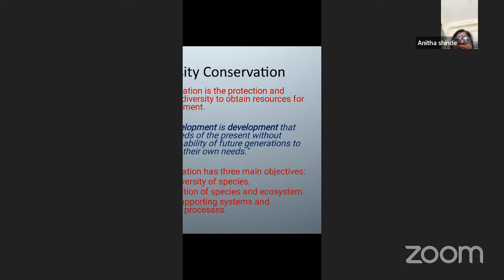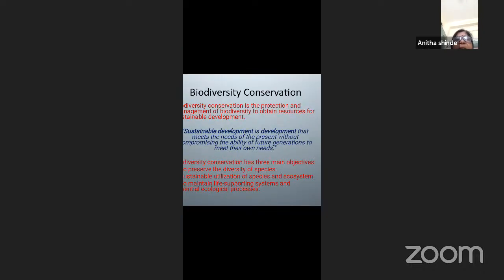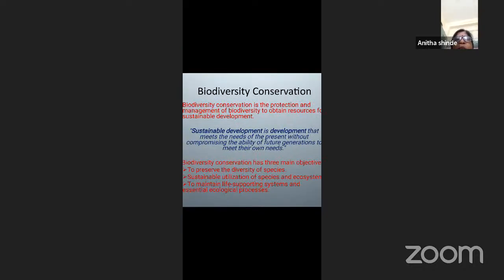Next is biodiversity conservation. Conservation is nothing but the protection as well as management of biodiversity to obtain the resources for sustainable development. So in one way, biodiversity conservation is nothing but sustainable development. It is development that meets the needs of the present without compromising the ability of future generations. So biodiversity conservation has 3 main objectives. To preserve the diversity of species, to see that the species which are on the verge of extinction should not go extinct.